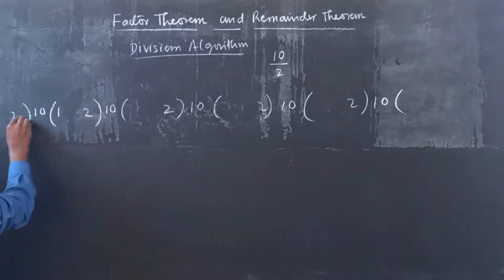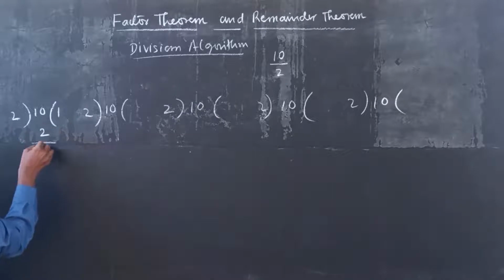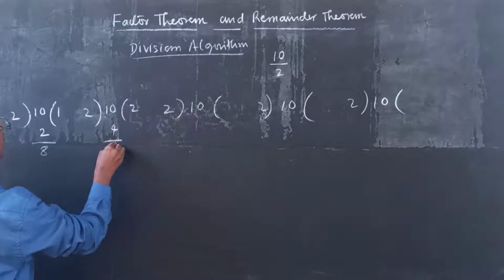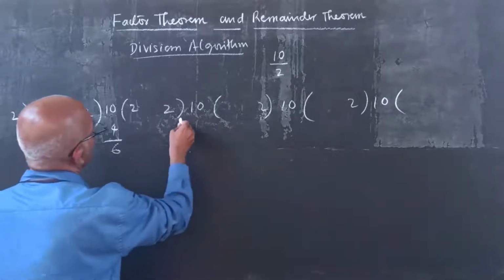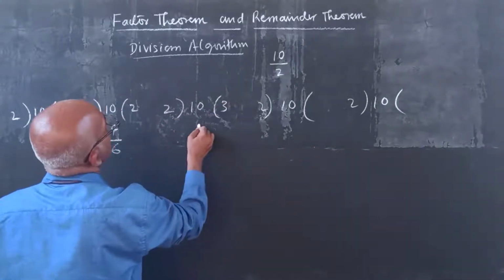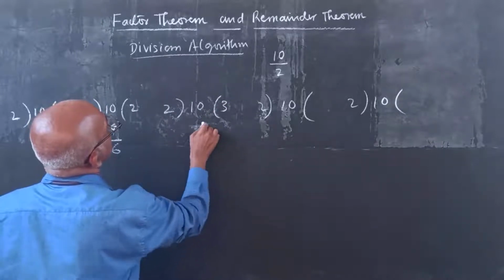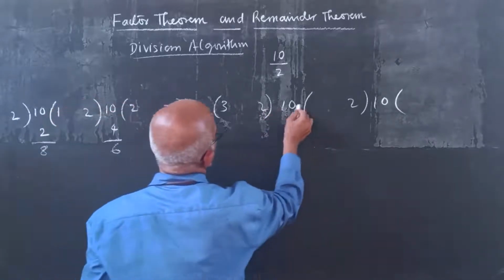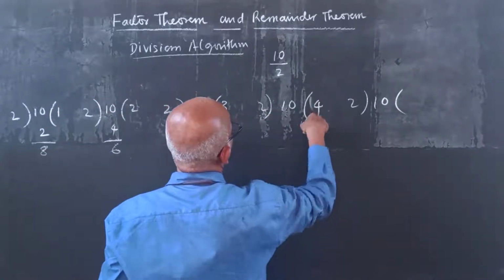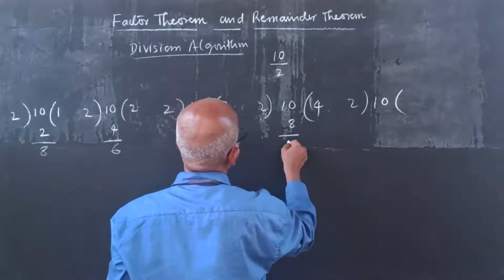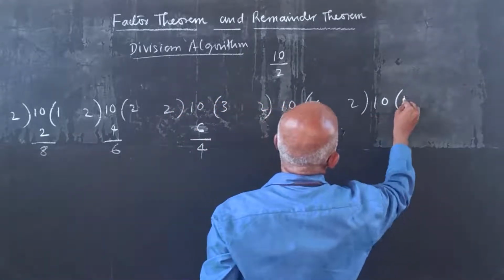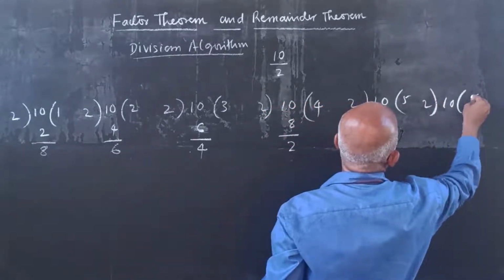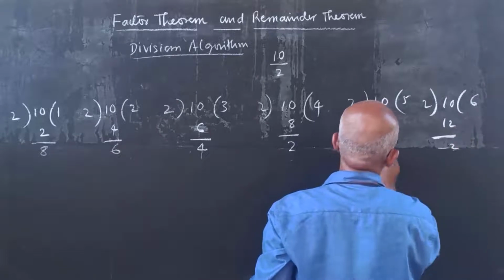Suppose I will take 1, 2 1 2, that is 8. 2 2 4, that is 6. 2 3 9, 3 6, that is 4. 2 4 4 8, that is 2. 2 5 10, 0. 2 6 plus minus 2.